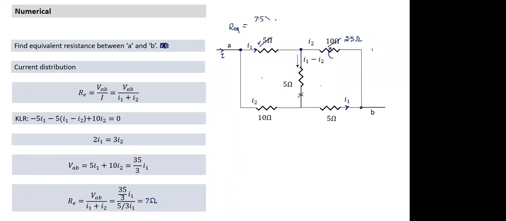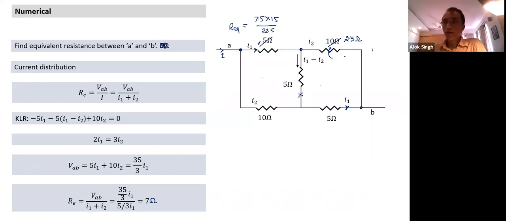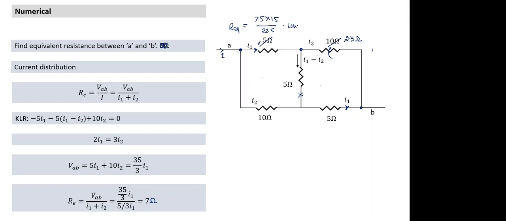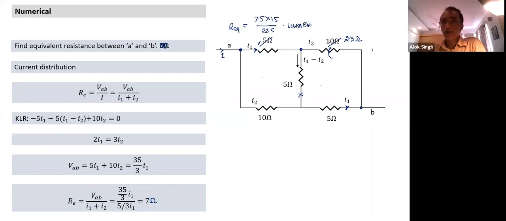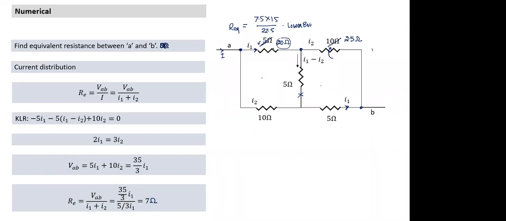7.5 into 15 by 22.5. Okay, but since the actual resistance is more, the actual resistance will definitely be more than this. So this is the lower bound. Similarly, I can take an upper bound: rather than this being 10, if I make this 20, it becomes my upper bound. Yes, sir.